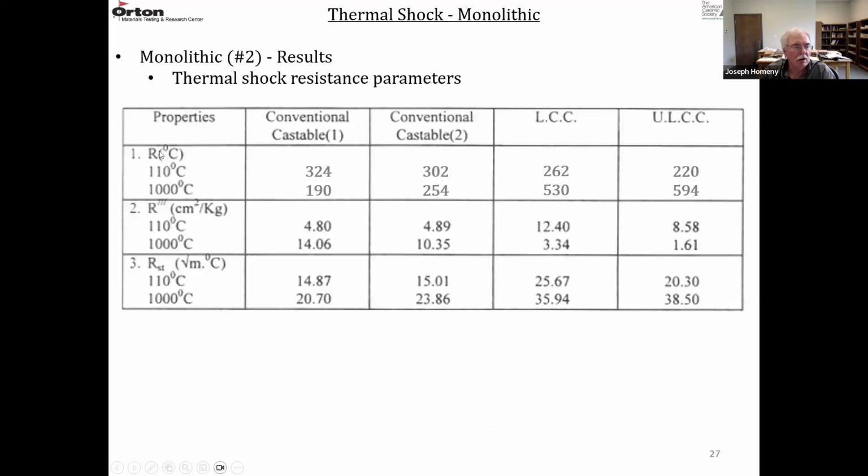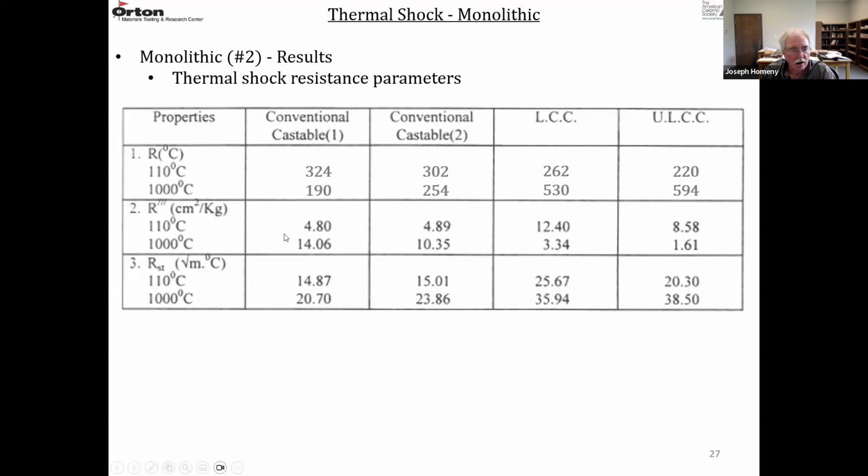And they calculated R3 prime and RST. And these are calculated at temperature. So they didn't have work of fracture at temperature, so they didn't calculate R4 prime, they calculated R3 prime. So at 110 degrees C, R is in a 200 or 300 degrees C range, not very high. And at 1,000, it goes up to a little bit higher temperatures, approaching 500 or 600 for the low cement castables.